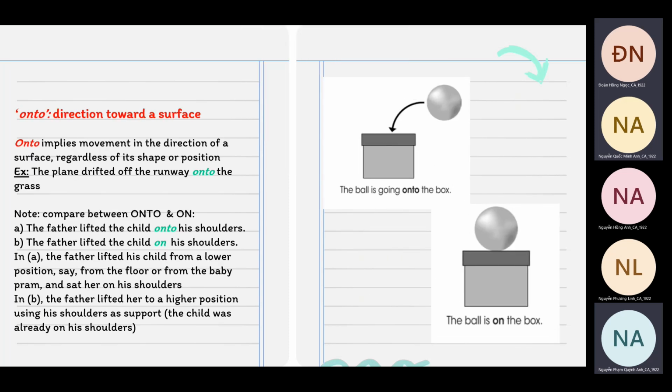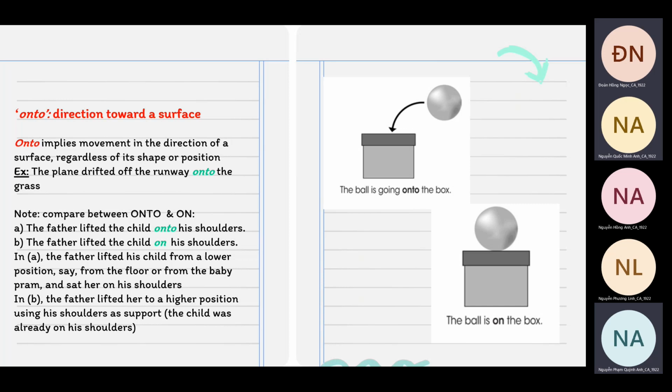Onto implies movement in direction of a surface, regardless of its shape or positions. For example, the plane drifted off the runway onto the grass. And let's compare between onto and on through these 2 sentences. A. The father lifted the child onto his shoulders. And B. The father lifted the child on his shoulders.